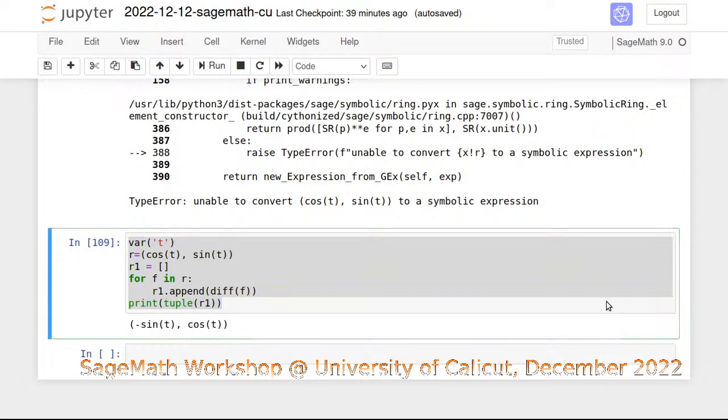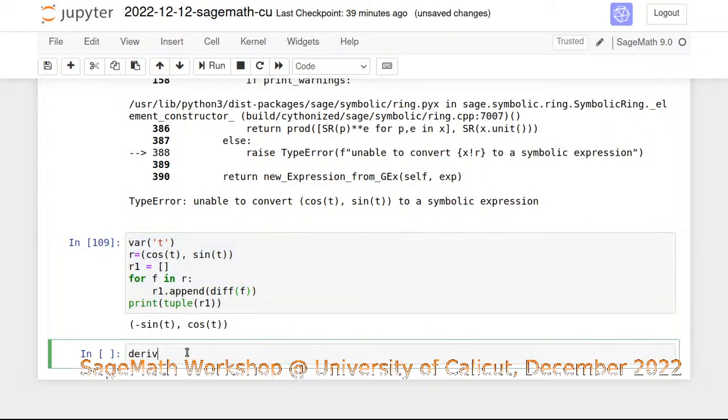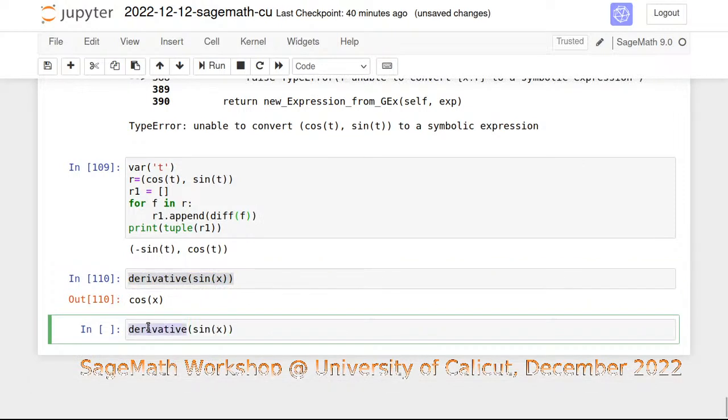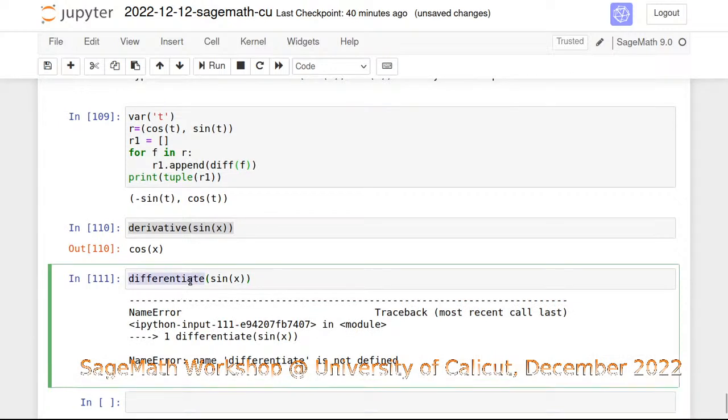So differentiation is okay. Differentiation is that much only. We can differentiate any given function using this command. But there is one more long command also for this differentiation: instead of diff, if you prefer, we can use derivative. Both these commands are equivalent. Differentiate, will it work? No, that's not there. Okay, this derivative also will work.